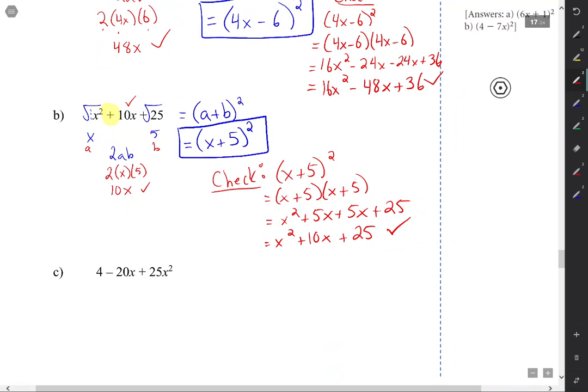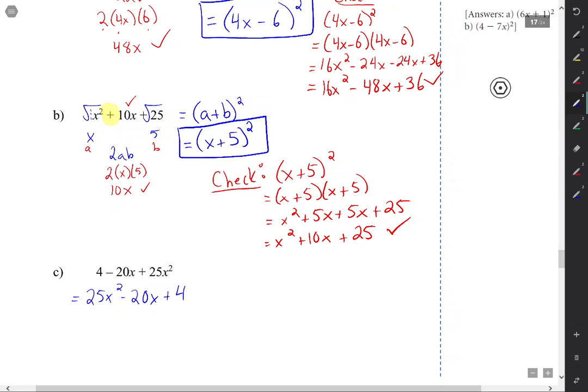All right, here's another one we can look at. Now, I personally always like rearranging it into descending order. It's just easier for my brain to look at. So let's rearrange it. Let's put this 25x squared term first. So we'll have 25x squared. Then if we're going in descending order, the next one would be negative 20x. And then finally that plus 4 at the end.